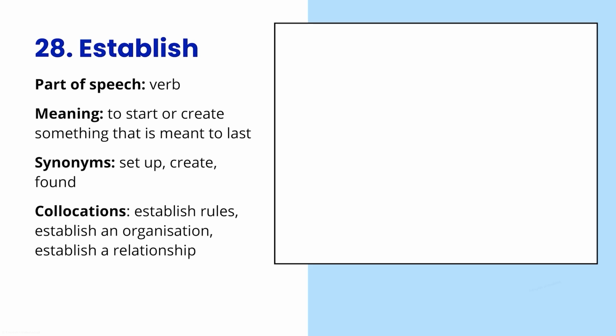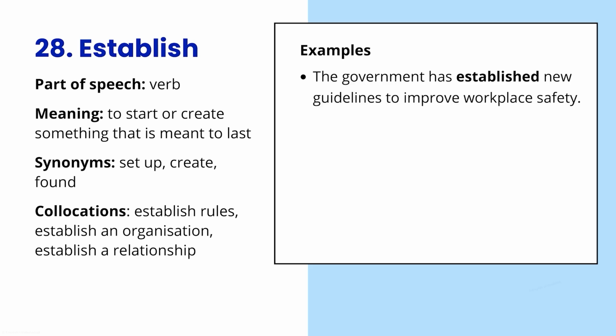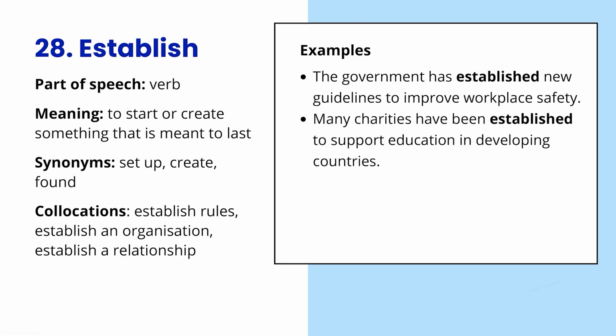Establish a relationship. Examples: the government has established or created new guidelines to improve workplace safety. Many charities have been established to support education in developing countries. So this means that these charities have been created and they're probably going to be around for a long time. Now, don't confuse establish with start. Establish is much more formal and is normally better for things that are meant to last for a long time.